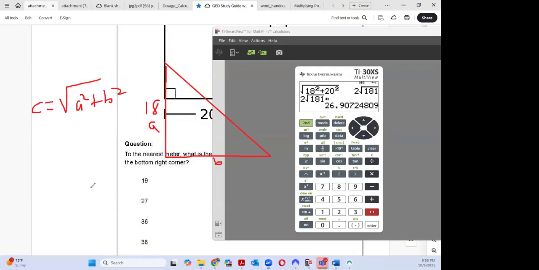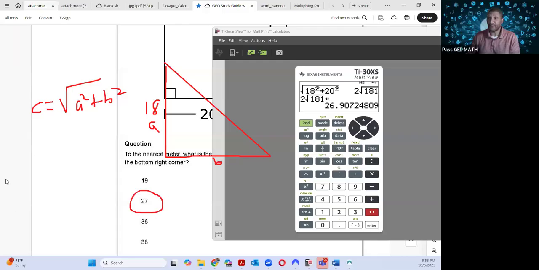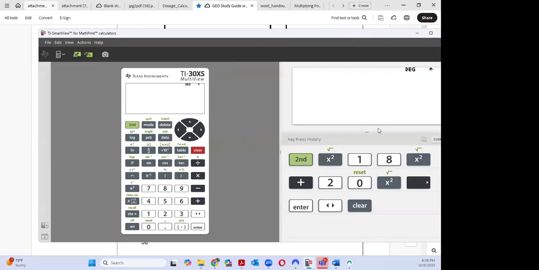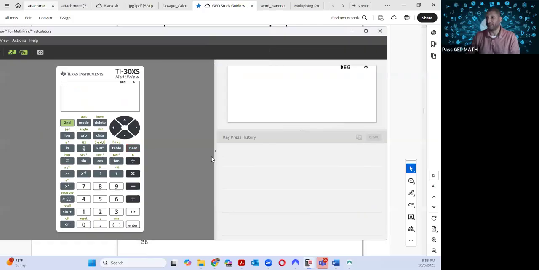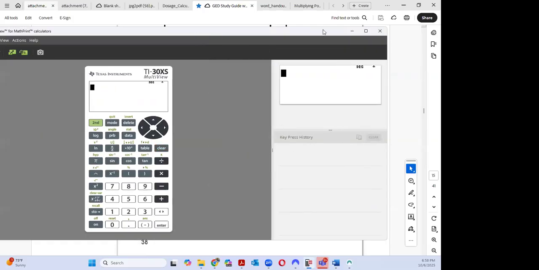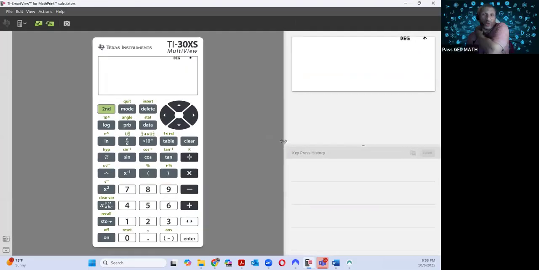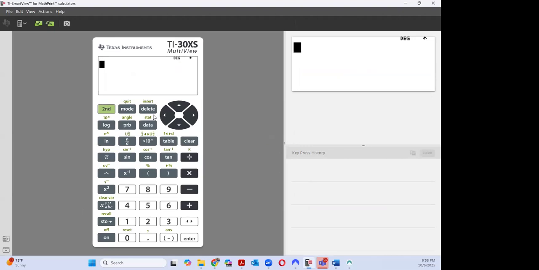27. Mr. Tinsley, can you show me how you got that square root sign again? Can somebody tell Donnell how we can get the square root symbol? Yeah, anything that you want to use on your calculator that's not on the numbers, you have to hit second first.